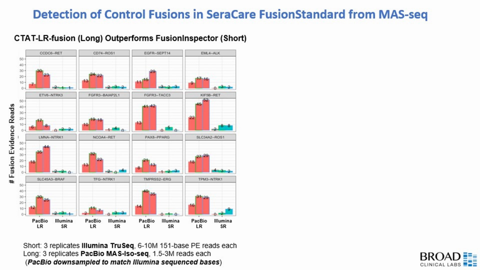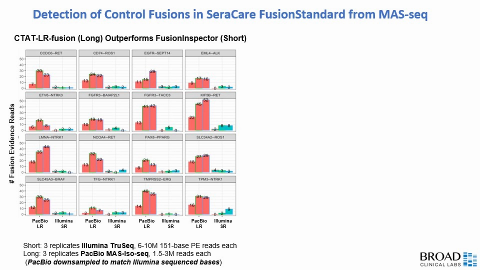Here's the results from sequencing these data using Kinnex and also using Illumina short reads. We sequenced 6 to 10 million reads of Illumina and 1.5 to 3 million reads each for the PacBio. We actually had, in terms of sequence bases, more sequence bases from PacBio than we did Illumina. So we actually downsampled the PacBio to reach the same number of sequence base pairs to make this a more equivalent kind of comparison.